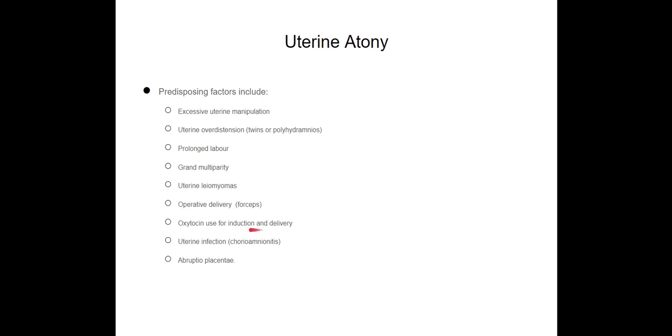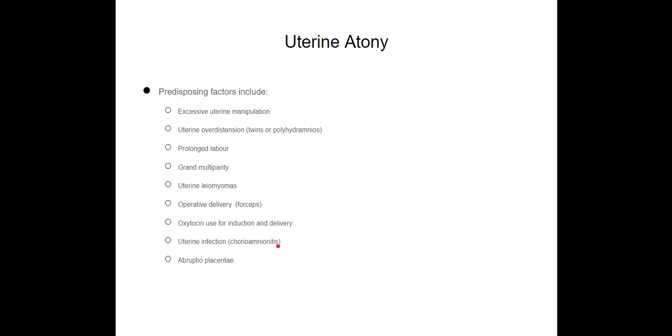Oxytocin use, especially during induction of labor and augmentation of labor. The oxytocin, as we all know, stimulates uterine contractions. And if that is done, especially if it's done non-judiciously or anyhow, the uterus can be overstimulated, become tired after delivery, and may fail to contract and become atonic. We also have the uterine infection, what we call chorioamnionitis.